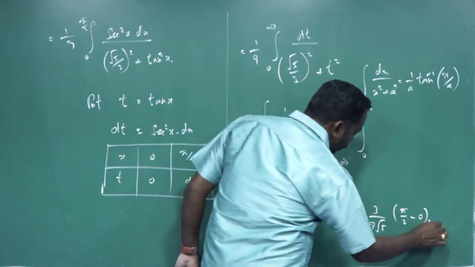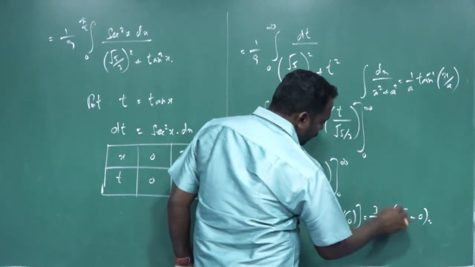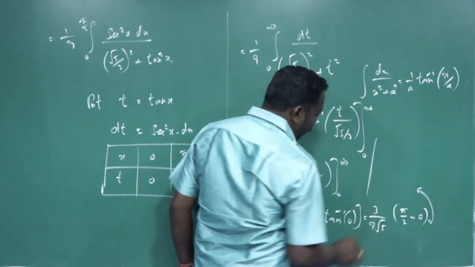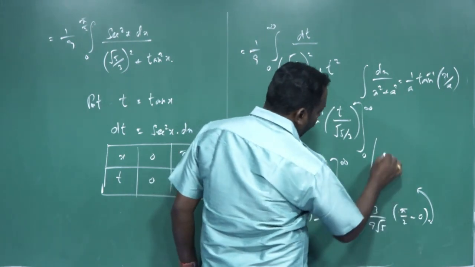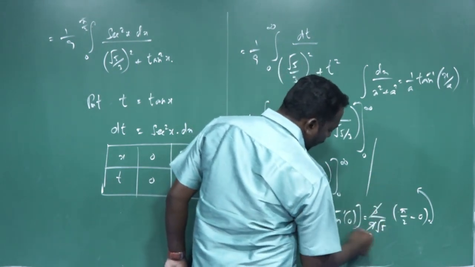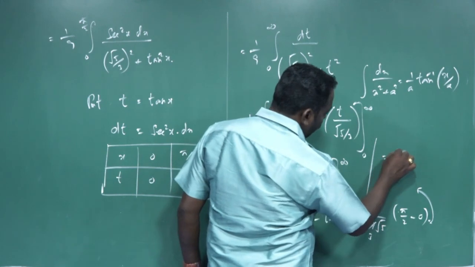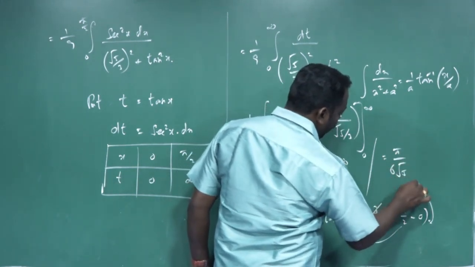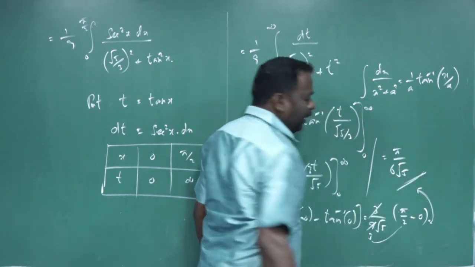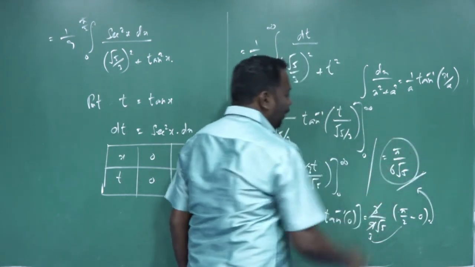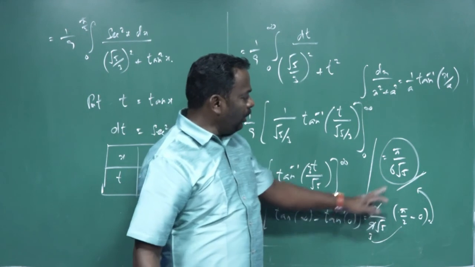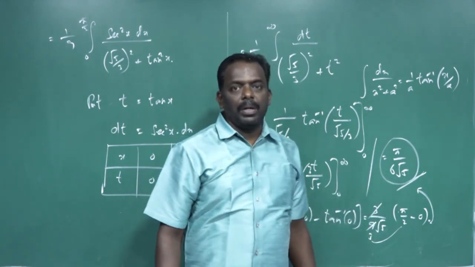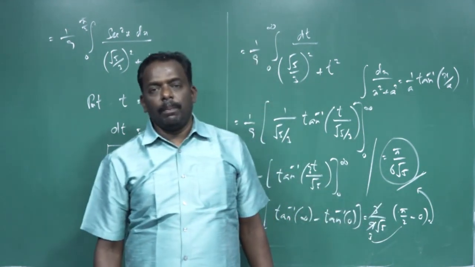Therefore, multiplying the terms, the final answer: multiply by 3 pi, then cancel 3 times. Therefore it is equal to pi by 6 into root 5. The final simplification is pi by 6 into root 5. This is the final simplification of the given integral.